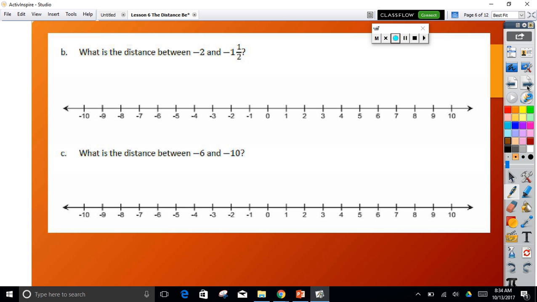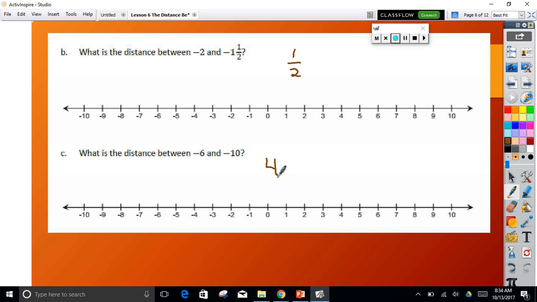1/2. Just 1/2. Any questions about that one? Okay, Michaela, what's the distance between negative 6 and negative 10? 4. 4, good. Okay, let's take a look at the next example.